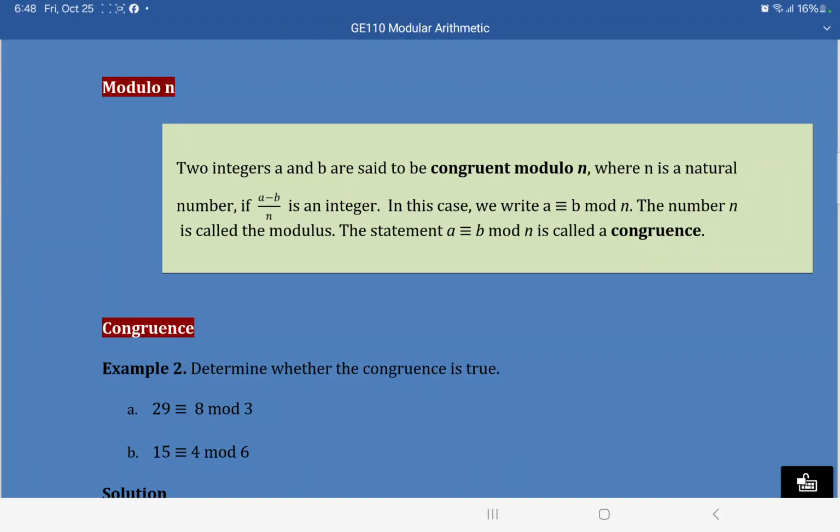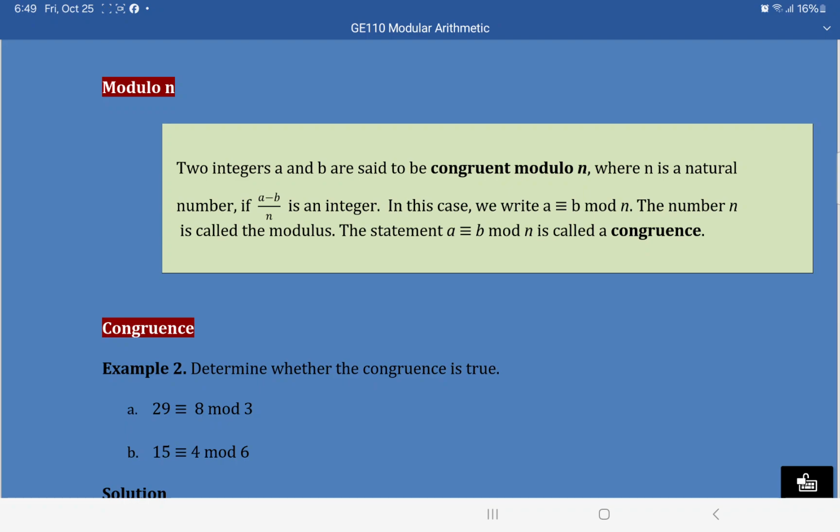Modulo n. Two integers a and b are said to be congruent modulo n, where n is a natural number, if (a minus b) over n is an integer. In this case, we write a is congruent to b modulo n. The number n is called the modulus. The statement a is congruent to b modulo n is called a congruence.